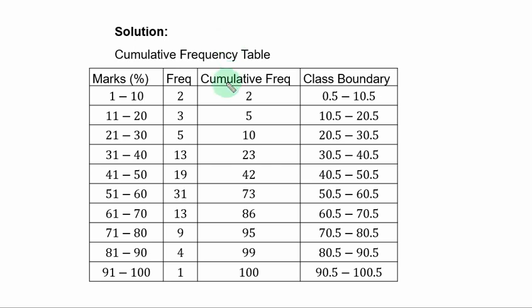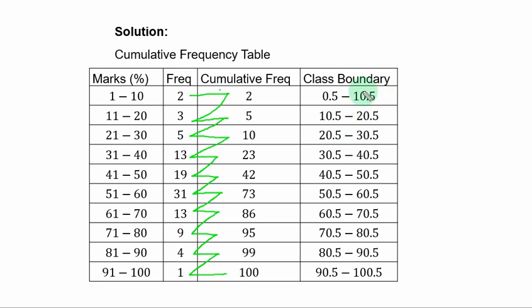Cumulative frequency is obtained from frequency, starting with the first frequency 2. You add the second, 3, you have 5. You add the next one, 5, you have 10. Plus 13, you have 23. Plus 19, you have 42. Plus 31, you have 73. 73 plus 13, you have 86. Plus 9, you have 95. Plus 4, you have 99. Plus 1, you have 100.